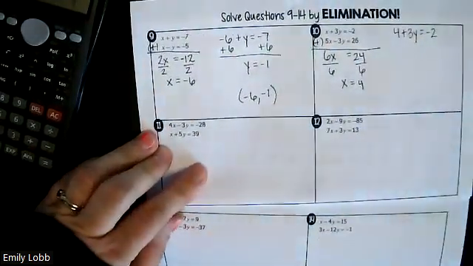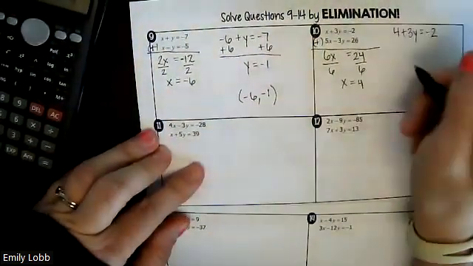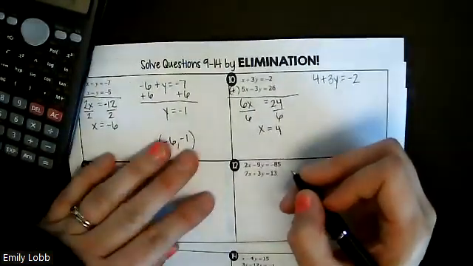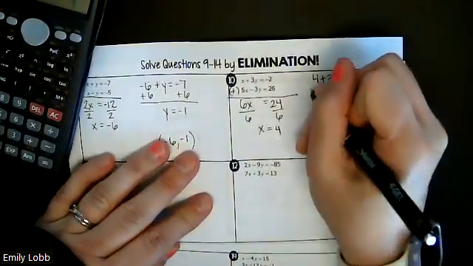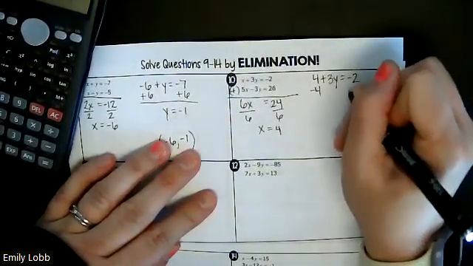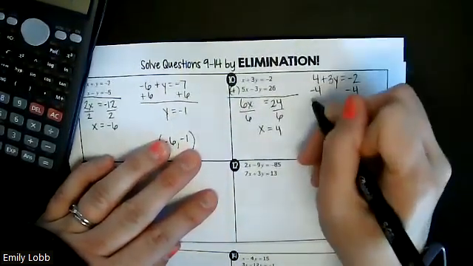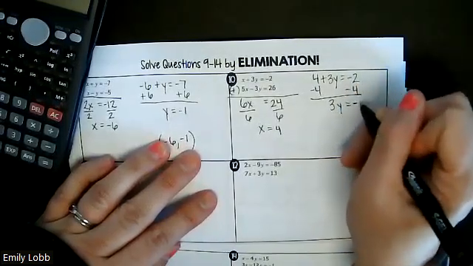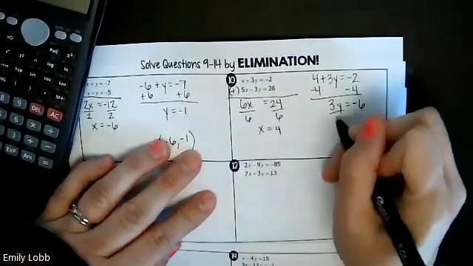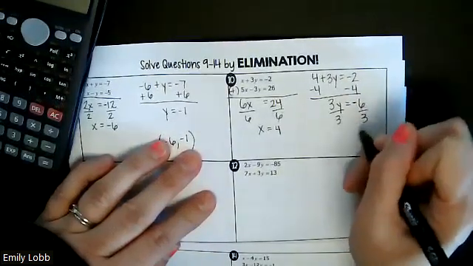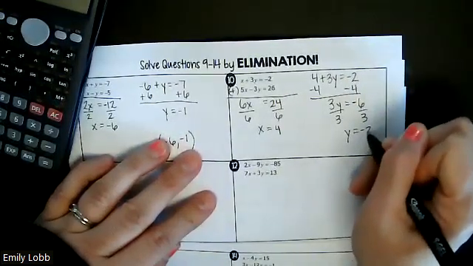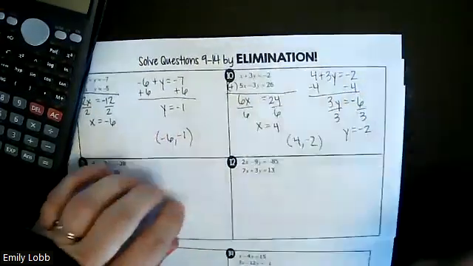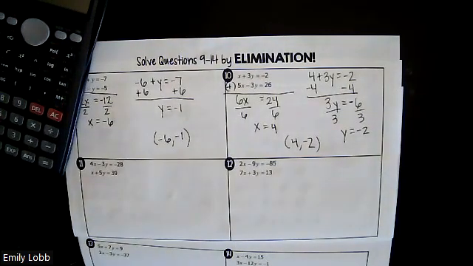So this one's a little bit harder than the last one because we have a two-step here, right? So if I subtract 4 from both sides, I end up getting 3y equals negative 6. So y has to equal negative 2. So this is the point (4, negative 2). So that one wasn't so bad either.